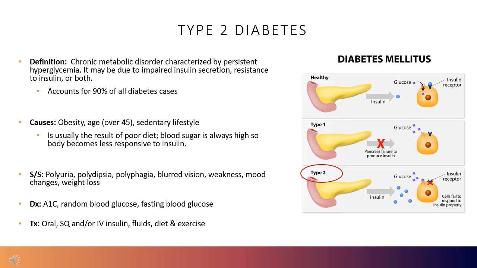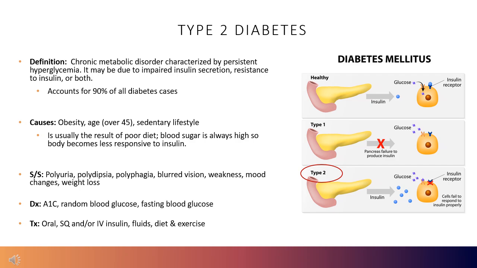And same as type 1 diabetes, they can have blurred vision, fatigue, mood changes. We can end up with seizures. And then in some cases, they might have unintentional weight loss if that blood sugar stays super high, because that sugar is in the blood. They're not able to use it for anything. So diagnosis, same thing. Our hemoglobin A1C is going to be our best bet.